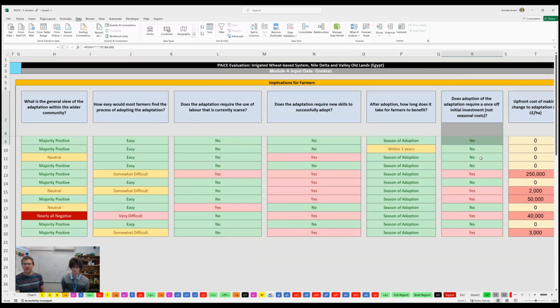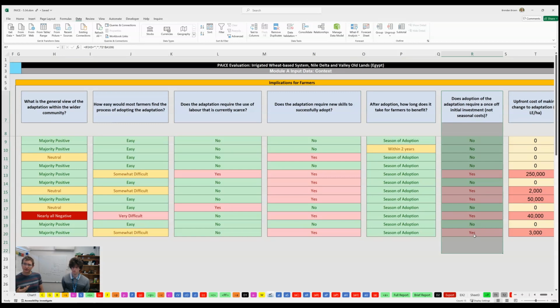The sixth question here is around the cost of the adaptation in a once-off initial investment, not seasonal costs. So what are some of the examples here? Changing irrigation scheduling, where you have to pay for water each season, is not an upfront cost. But buying a pump set at the start of your adaptation and then using it for 10 years is an upfront cost. The same with zero tillage.